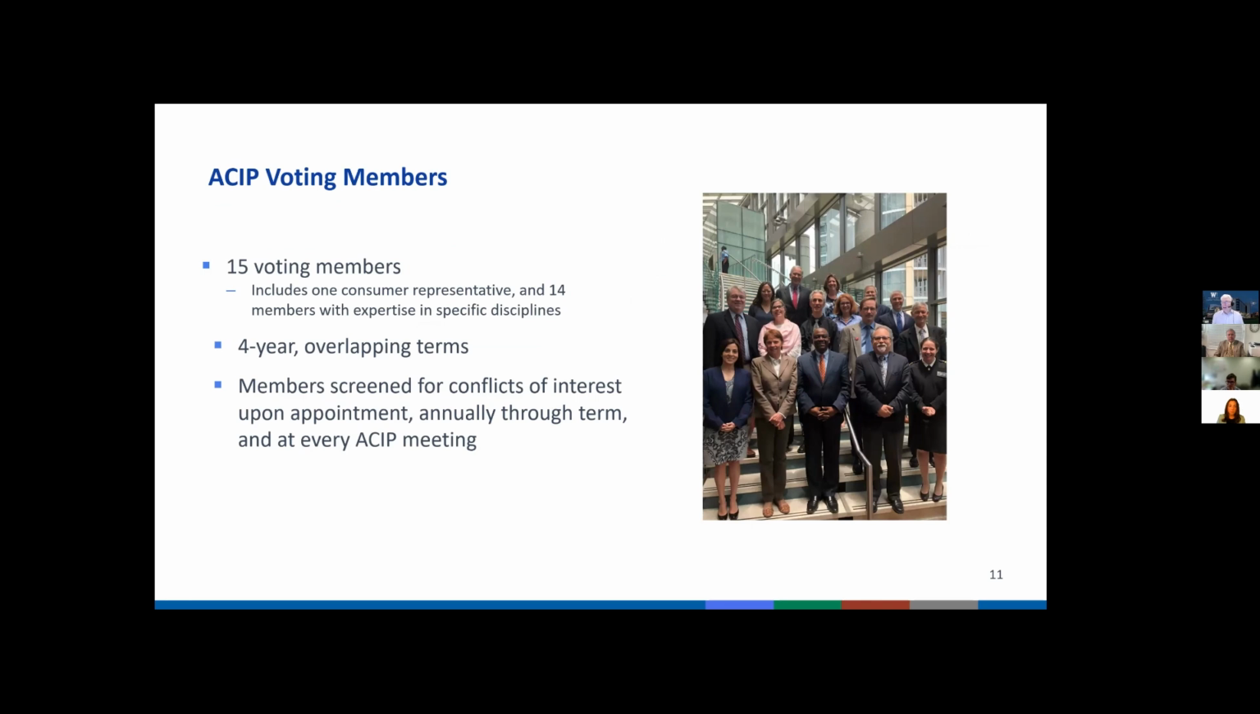And here we are at our group photo. We used to, when we met in person, take one of these at the beginning. So this must be 2019 because I see all three of us in there. Usually 15 voting members, give or take a few.